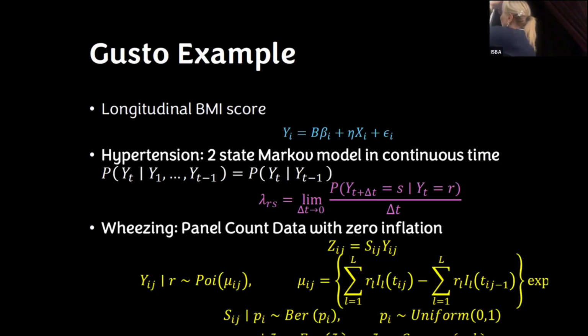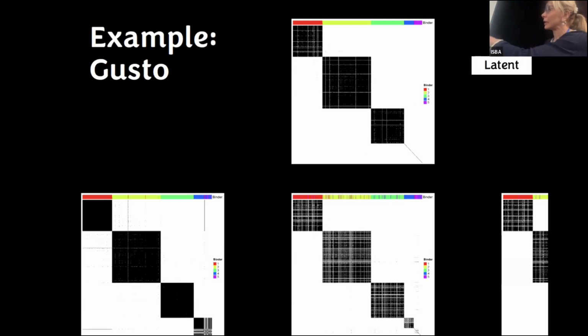So this is my original example of BMI trajectory, the two-state Markov process in continuous time, moving from a normal to a hypertensive state, and the wheezing count data, which we modified a bit to allow for zero inflation. So these are three very different models, one for each view. And then you can see what happens. The strongest signal is in BMI, the 5 cluster of BMI, which feeds back to the latent clustering assignment. The clustering structure is much less strong in the other two views, but still information from BMI gets transferred through the latent clustering structure to the other two views.